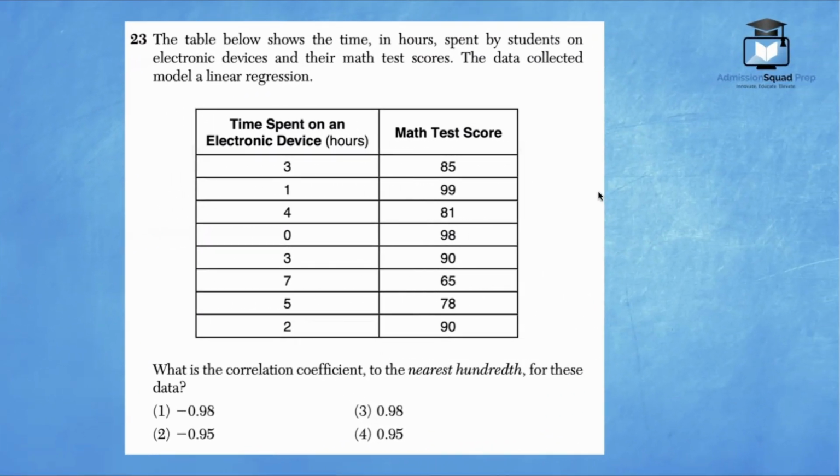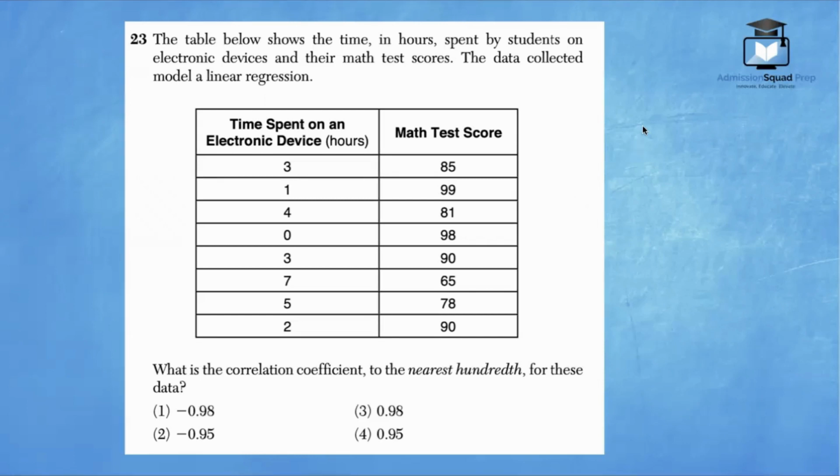Number 23, the table below shows the time in hours spent by students on electronic devices and their math test scores. The data collected model a linear regression. We have a table of values here. The input values are time spent on an electronic device, recorded in hours, and then the output values are the math test scores. The question asks, what is the correlation coefficient to the nearest hundredth for these data?